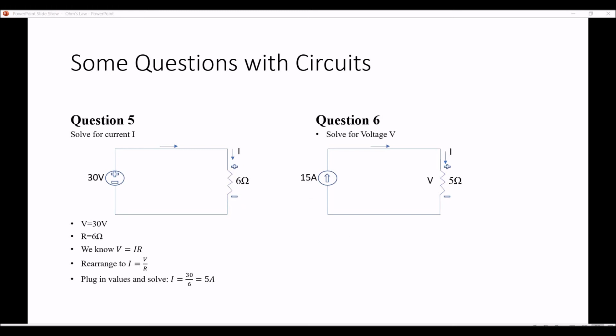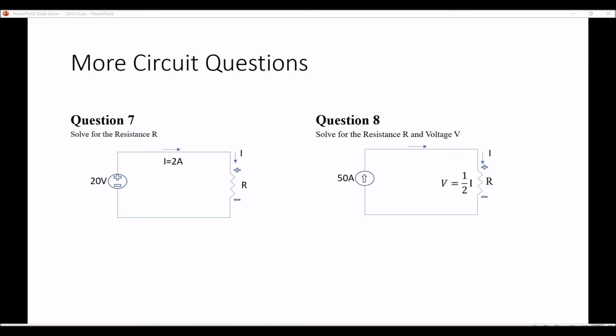For question 6, we're going to solve for the voltage V. So we know that the current is 15 amps. We know that the resistance is 5 ohms. And so we know V equals IR. We'll just plug it in, and we know V equals 15 times 5, which is 75 volts. So voltage at that 5 ohm resistor is 75 volts.